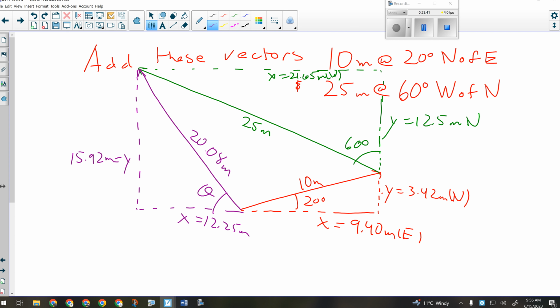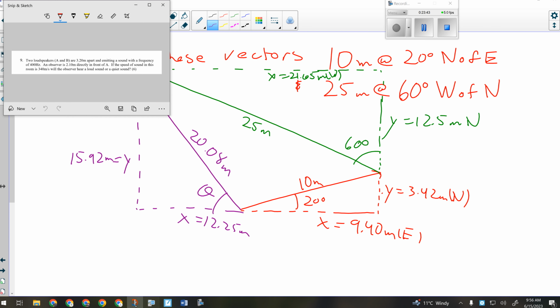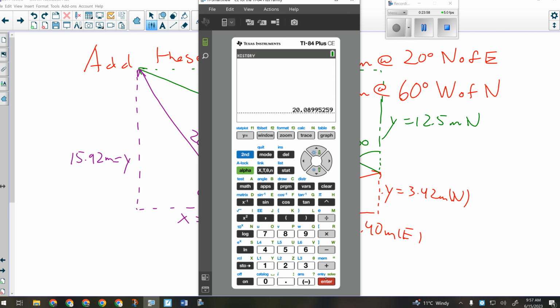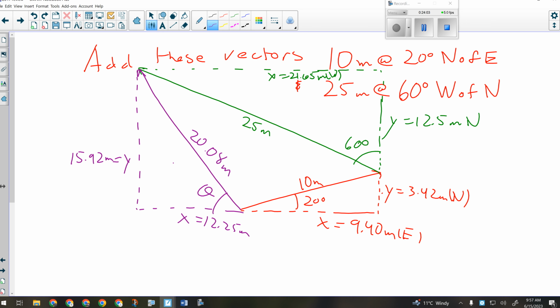Our angle will be the inverse tan of opposite, so the 15.92, divided by the adjacent, 12.25. So 52.4 degrees, and that'll be north of west, the way I drew it. So our final answer, to two significant digits, is 20 meters at 52 degrees north of west.